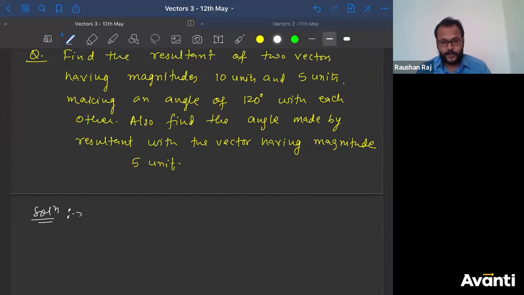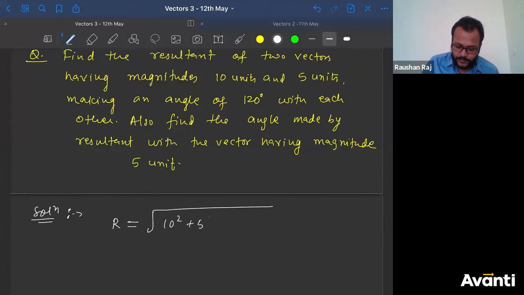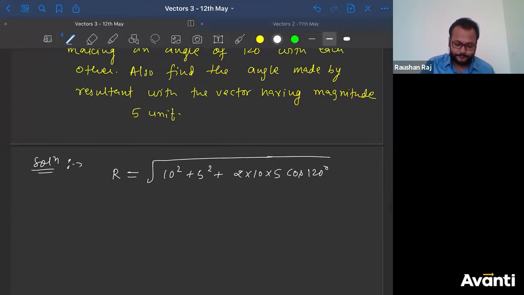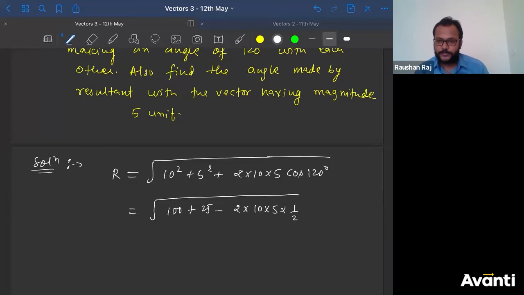Find the resultant of two vectors. क्या क्या है तो निकालेंगे. R will be written as square root of 10 square plus 5 square plus 2 into 10 into 5 into cos of 120 degrees. Right? बहुत बढ़िया. Square root of 100 plus 25 minus 2 into 10 into 5 into 1 by 2, because cos 120 is nothing but minus 1 by 2. Just in the last question we have discussed this, right? So I'm not going to repeat it again.